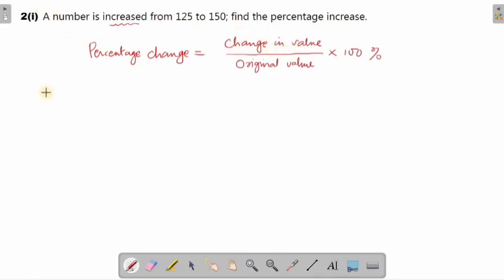Okay, so given is, what is the original value? See, the original is 125, because this 125 is changed, right? So the original value is given to be, how much? It is given to be 125.